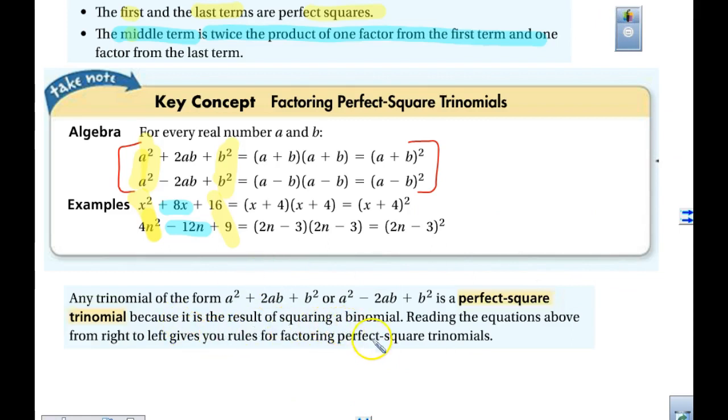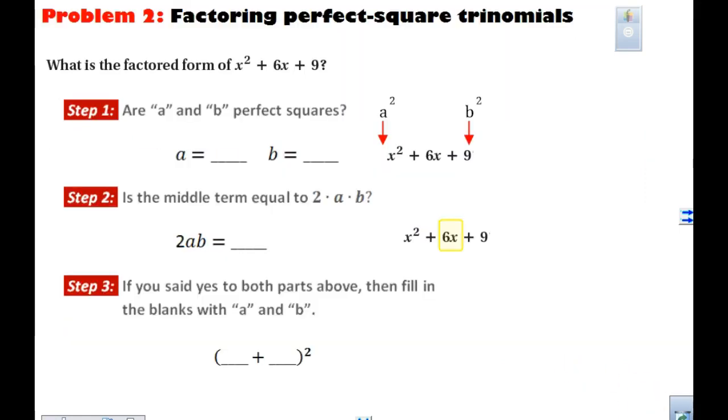Because the result of squaring the binomial, reading the equation above from right to left gives us our rules for factoring. The reason that this is nice is pretty soon when we go to solve, this is going to only have one solution for our quadratic. That last one in 51 that we did had 2 solutions. Both of these will only have one solution when we get to our next unit.